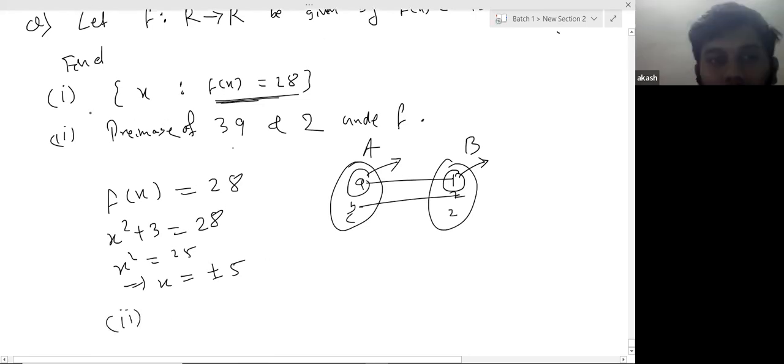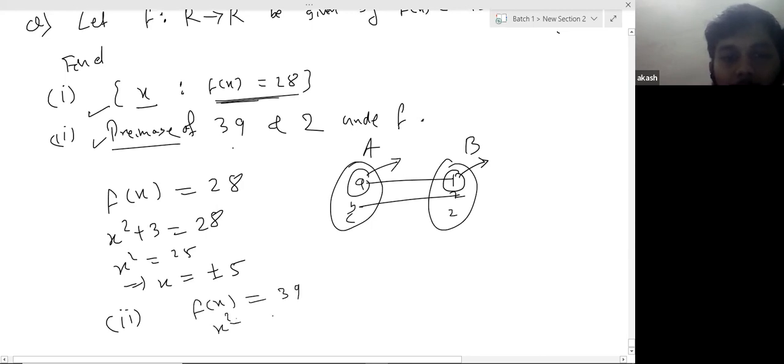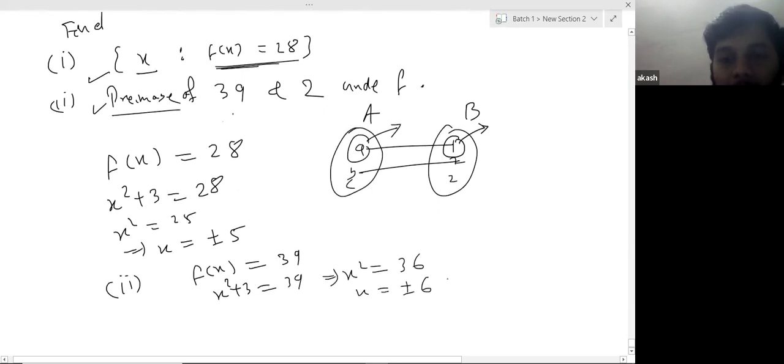For the second part, see these two parts are same. Here they just wrote x. Here they wrote pre-image. Rest of the part is same. The second part they are asking f of x equals 39. So x square plus 3 equals 39. That means x square equals 36. x equals plus minus 6. Right? This is the pre-image. 6 and minus 6.